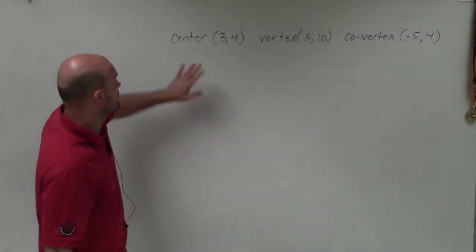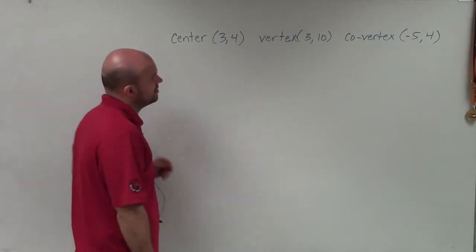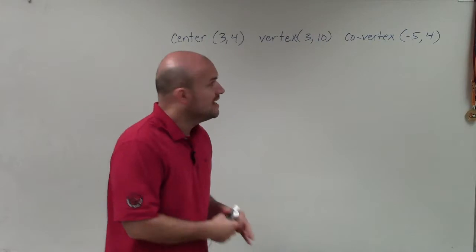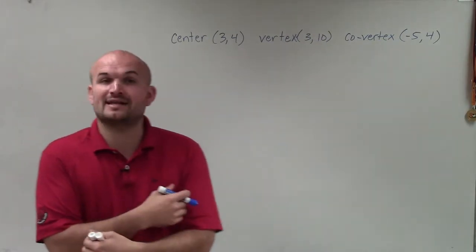Welcome. All right, so what we have is the center is at (3, 4), our vertex is at (3, 10), and our co-vertex is at (-5, 4). And what we want to do in this case is write the equation of the ellipse.